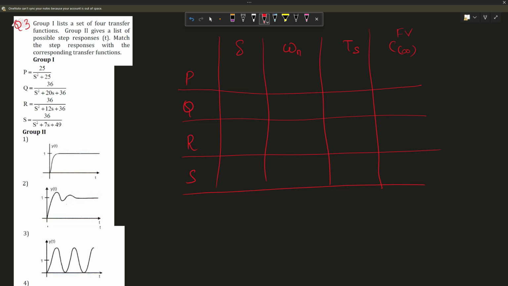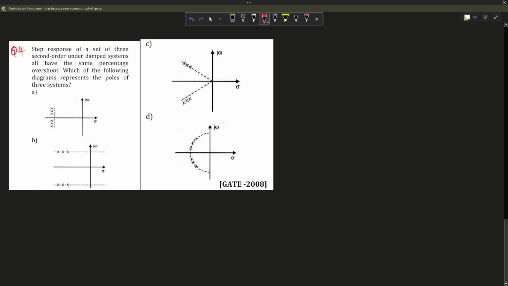Step response of a set of 3 second order underdamped systems all have the same percentage overshoot. Which of the following diagrams represents the poles of these 3 systems? The denominator term in the transfer function talks about the poles and the numerator talks about the zeros. Once we have the transfer function, we plot them as a pole-zero plot similar to the options that you are seeing on the screen.